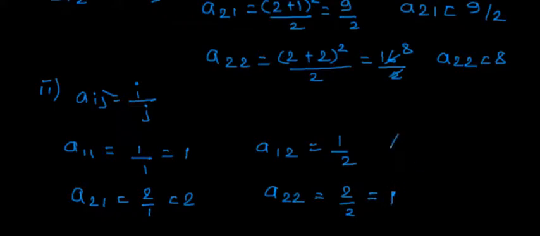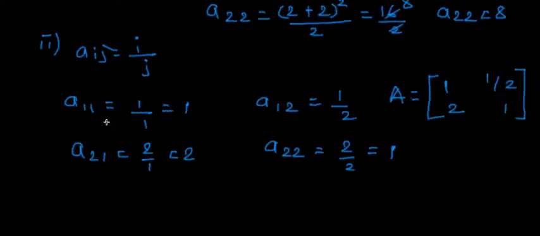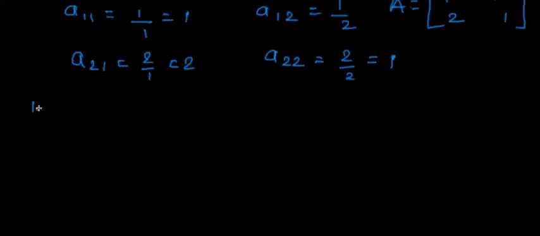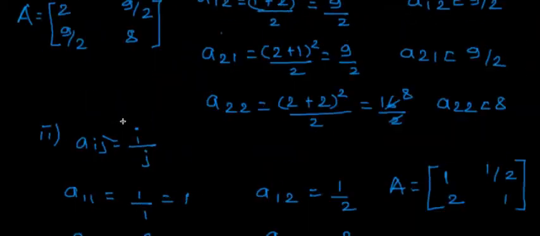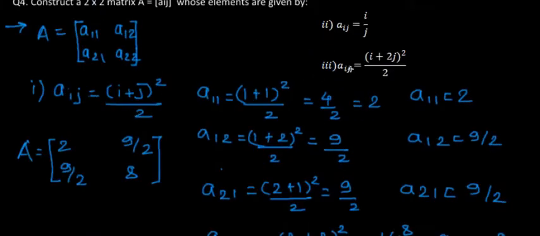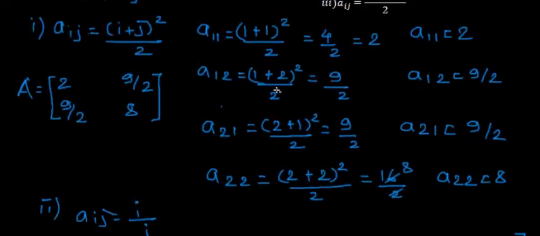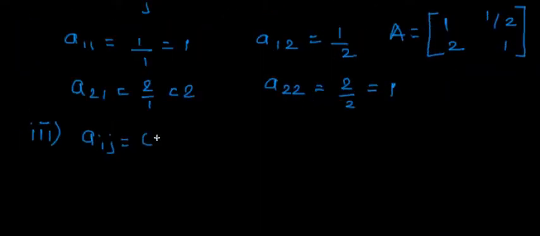So your matrix in this case will look like this. It will be 1, 1 upon 2, 2 and 1. Okay, so that's the answer for the second one. Let's start with the third one now. In the third case, let us see what is the definition for aij. In the third part, the question is aij is equal to (i plus 2j) the whole square divided by 2. So I'll write aij equals (i plus 2j) the whole square divided by 2.